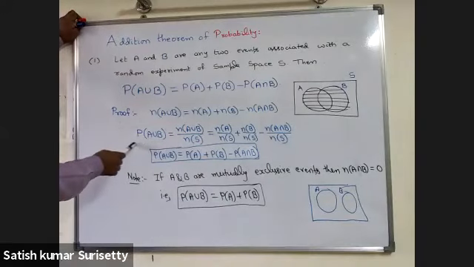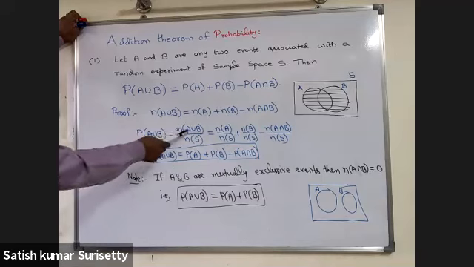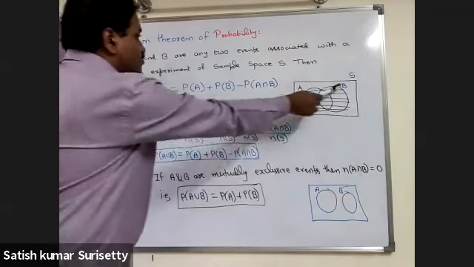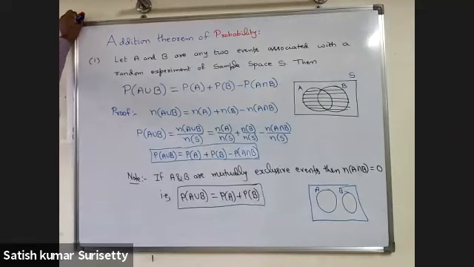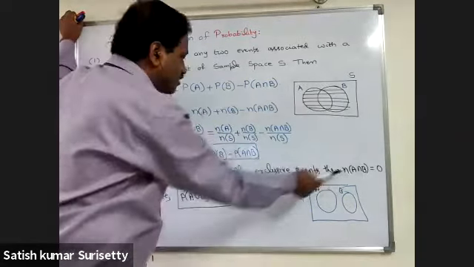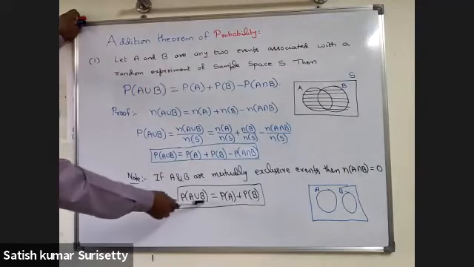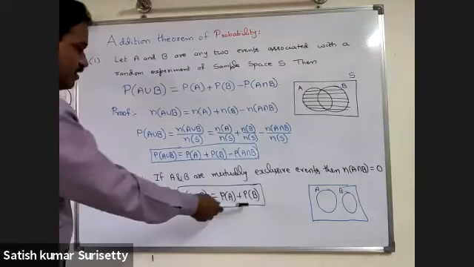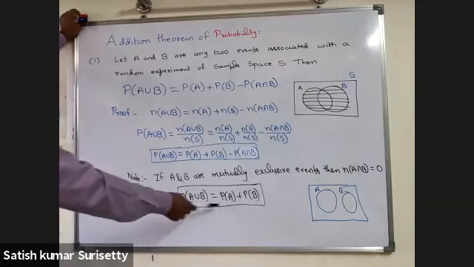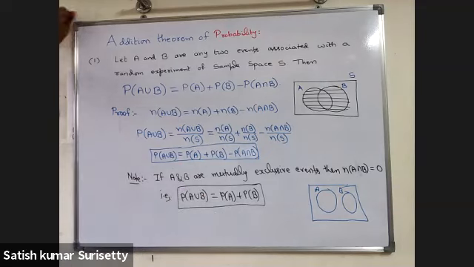So probability of A union B, as per the definition, is n of A union B upon n of S. Replace the formula for n of A union B and separate the terms. Now, suppose A and B are mutually exclusive events, that is, their intersection is a null set. So n of A intersection B becomes 0, and probability of A union B becomes probability of A plus probability of B. Whenever you have mutually exclusive events, the probability of their union is the sum of the probabilities.